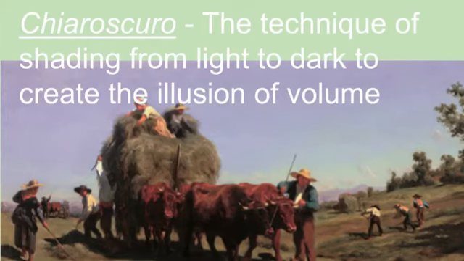Now, how do you create an implied value or implied light in a painting? The technique of shading from light to dark to create the illusion of volume is called chiaroscuro. In this particular painting called Harvest Season by Rosa Bonheur, she did exactly that. As you see in this painting, you see the very light value of white in the worker's shirt and a little bit in the sky. And you also see the darkest value of black in the shadows.